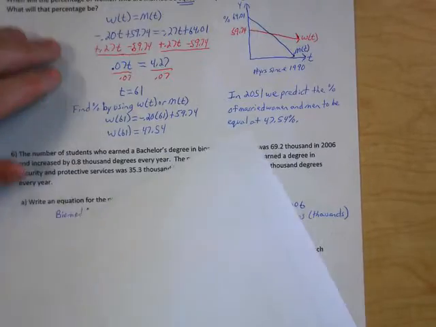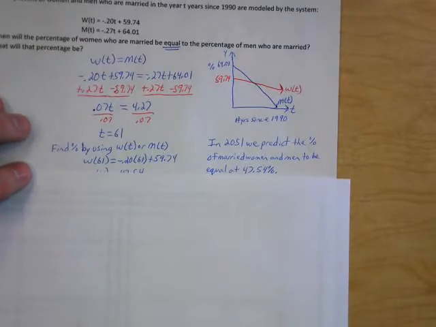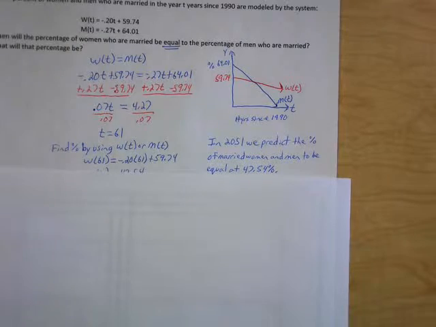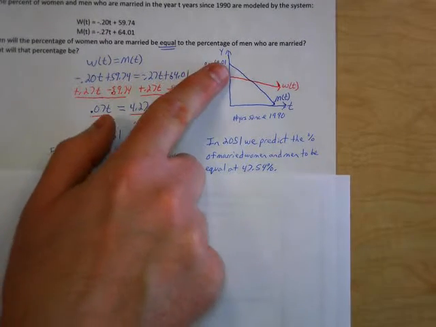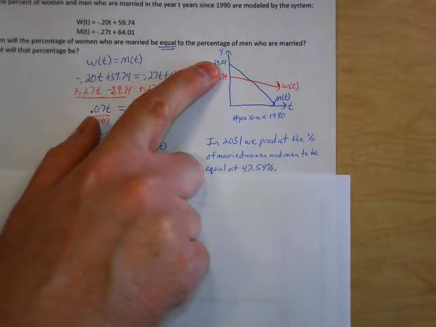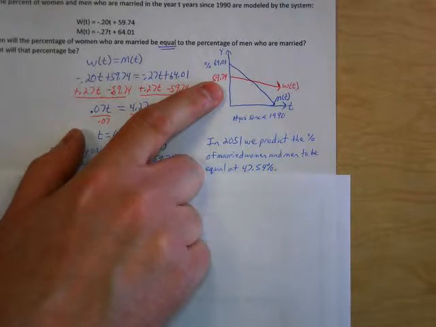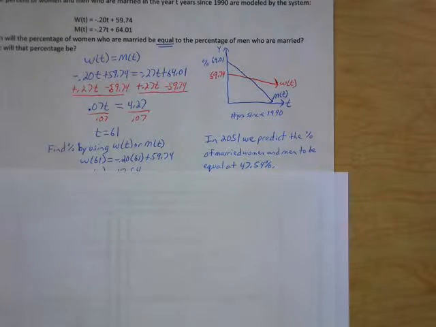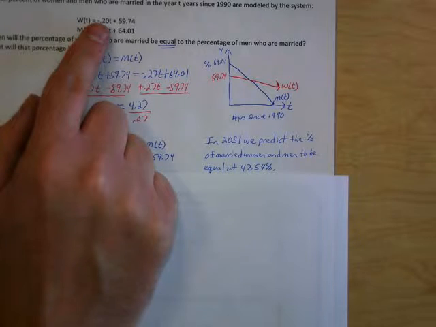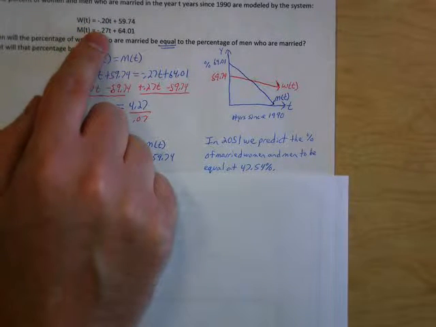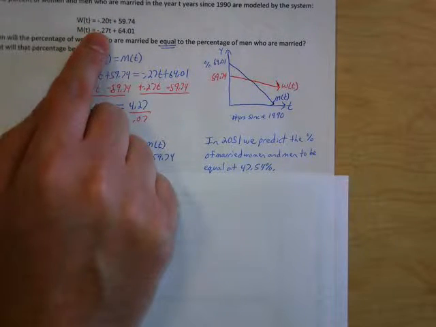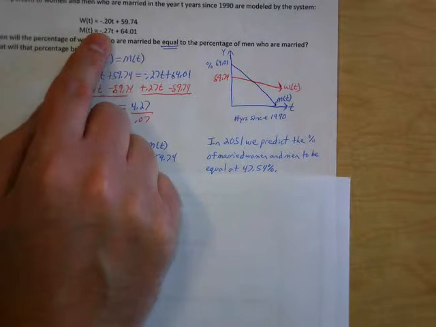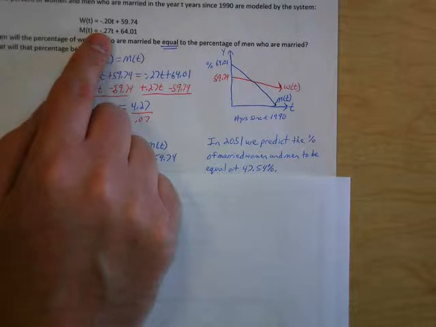Okay, graphically, what is happening is that I put the blue line as the men. They started at 64.01%, and the women started at 59.74. But when you look at the slopes, we can see that the slope of the women is negative 0.2, the slope of the men is negative 0.27, which is saying that the percentage of men that are married is decreasing faster than the women.